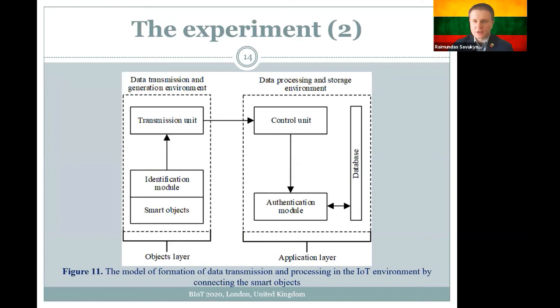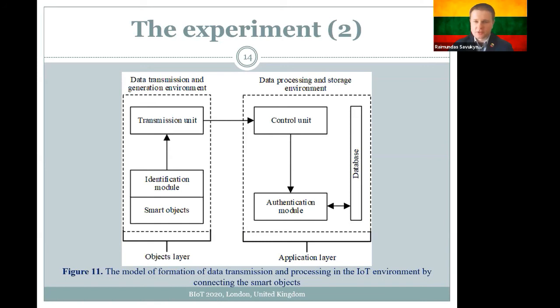The model of information of data transmission and processing in the Internet of Things environment by connecting the smart objects consists of a database, control unit, and smart objects. The database stores various data received from smart objects. The smart objects receive data from sensors and transmit it to the control unit. The control unit collects data from the smart objects, processes, stores, and represents it to the system user. The security management in the data transmission consists of protocols and algorithms for creating and encrypting the connection, which is performed by exchanging an encrypted private key for communication between smart objects.